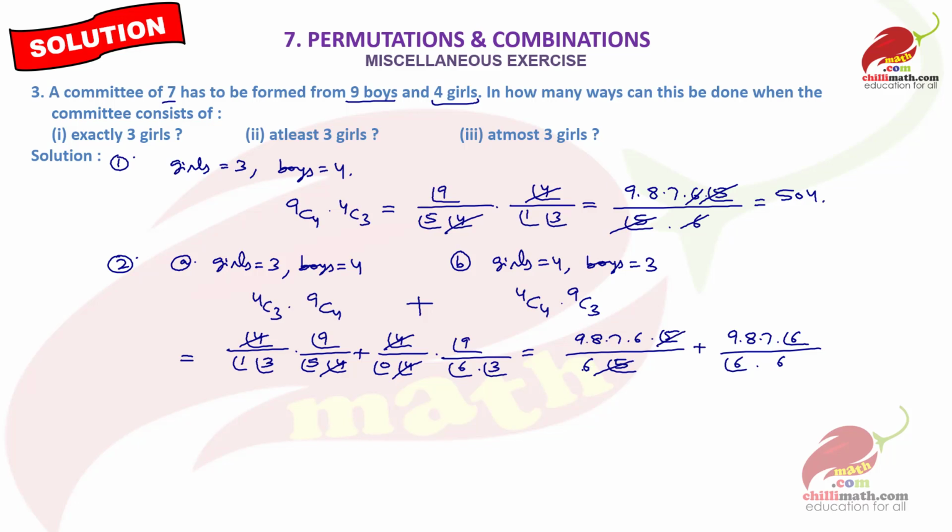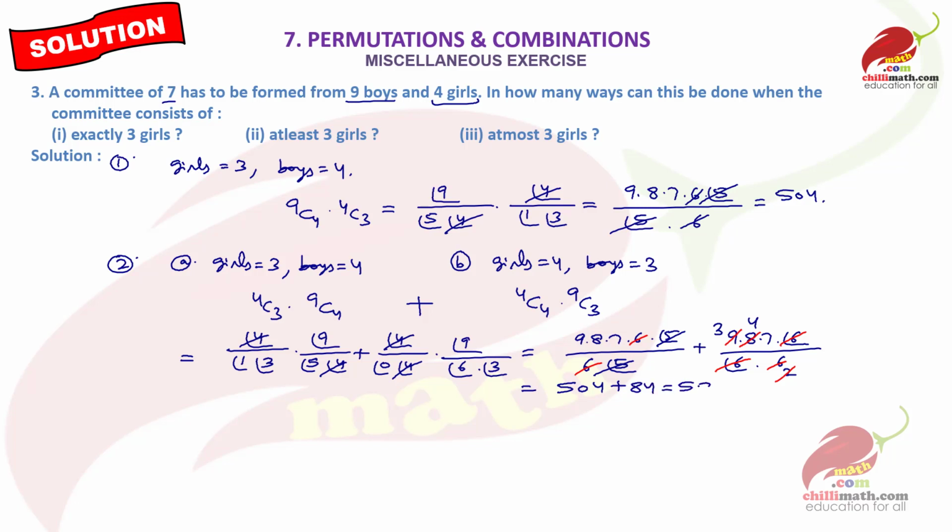5 factorial cancelled, this 6 cancelled, this 6 factorial cancelled, this 6 can be cancelled with this 9, we get 3 because we have divided by 3. Now this 2 can be cancelled with this 8. We get 4. So this is equal to 987. I think it is same, 504, and this is 84.